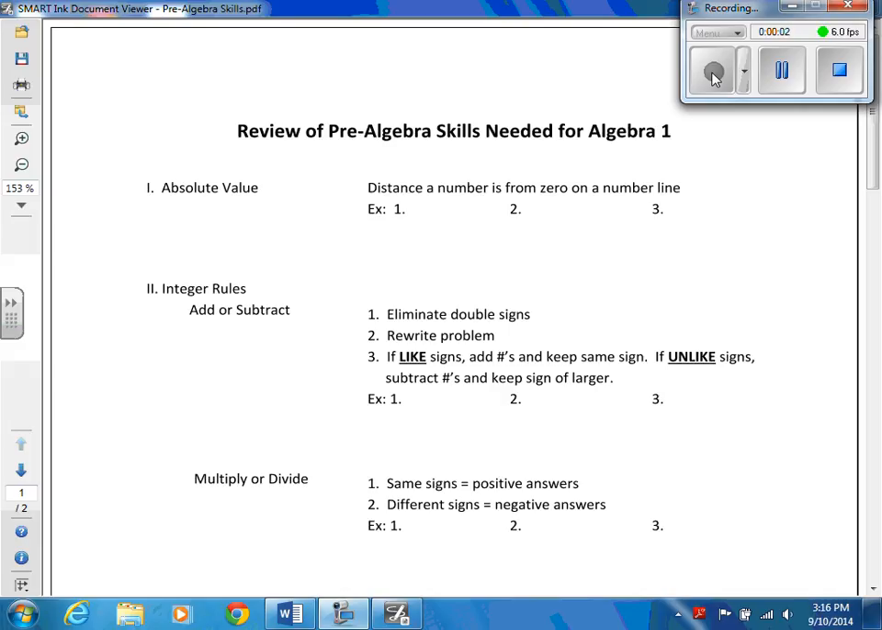Today we will be reviewing your pre-algebra skills that you will be needing for Algebra 1 in order to be successful this year. We're going to start with the absolute value concept. Absolute value is the distance that a number is from 0 on a number line.